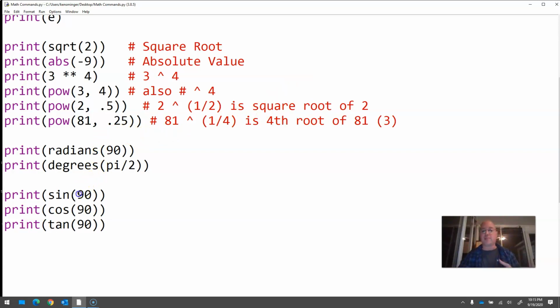So if I want to convert them to degrees, I could put in, what's pi over 2, if I want to do it the long way.